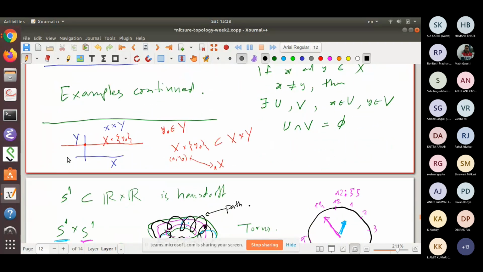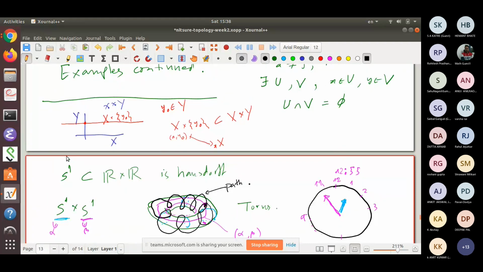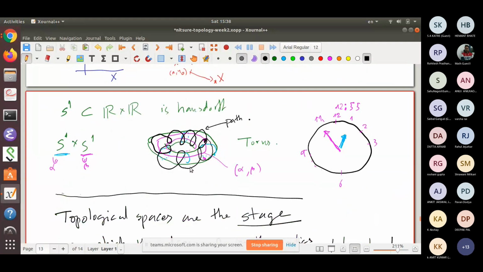Then we continued with examples, and I gave you the example of S1 cross S1, which was a torus. Then I told you that if you have a clock with the hour hand and the minute hand, then the position of the hands determines a point on the torus, because there are two angles involved, and a point on a torus is given by two angles. One angle is for the circle going around like this, another angle is for the circle going around like this. And therefore, the path of the clock is on this torus.